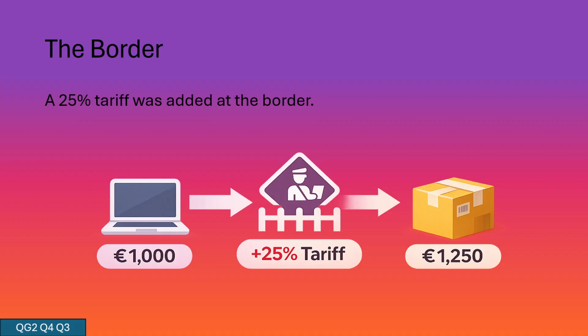The laptop crossed the border into country A. At that point, the government applied a tariff. A tariff is a tax placed on imported goods. In this example, the tariff rate is 25%. That means the original price of 1,000 euros increases to 1,250 euros.